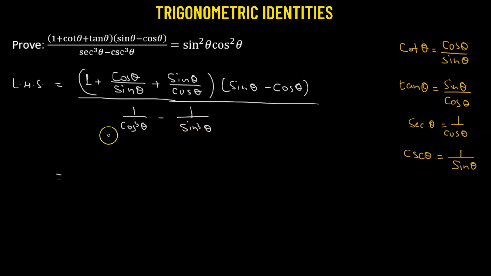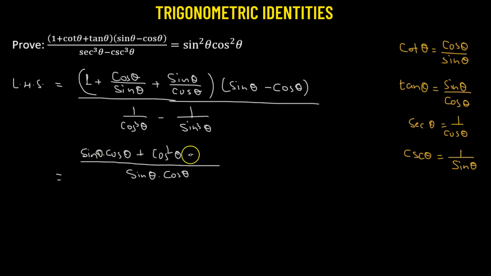Right. Now, let's work with the numerator. We're going to combine the three terms. So we have the common denominator of sine theta times cosine theta. So 1 multiplied to the denominator will be sine theta times cosine theta, giving us the first term. Then the next term will be cosine squared theta, and the third term will be sine squared theta. Whole multiplied to sine theta minus cosine theta.